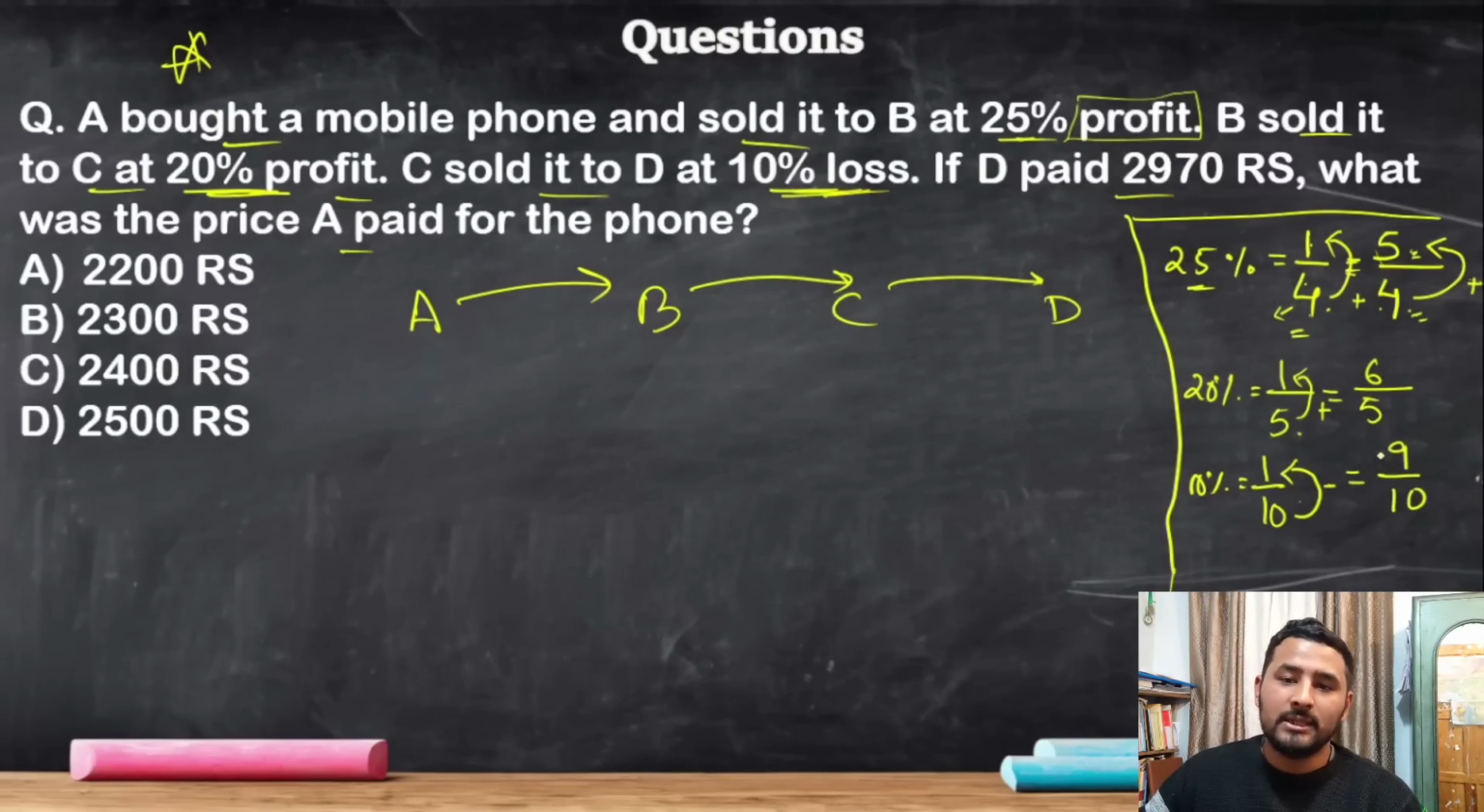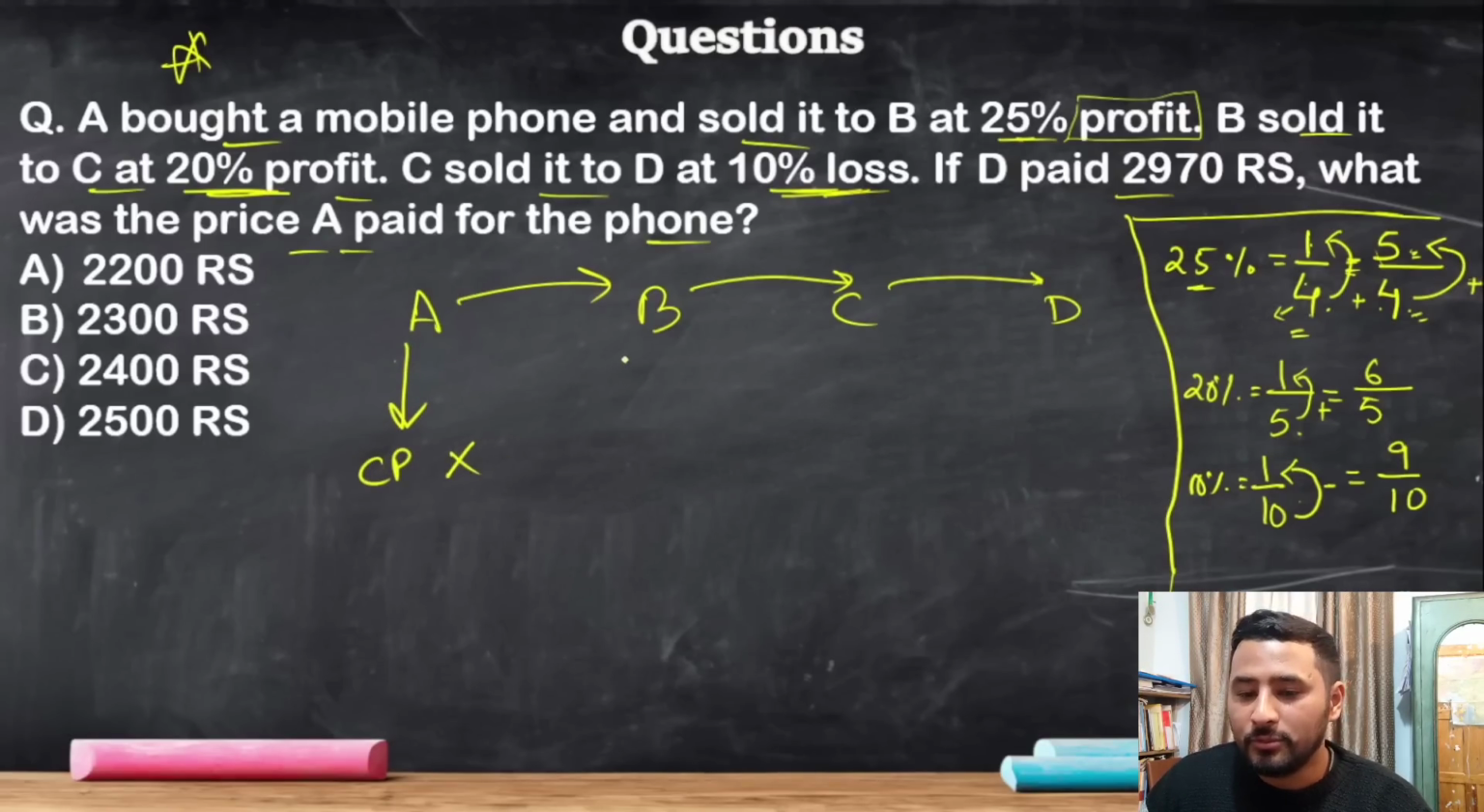I hope this is clear. There's no problem in this. So at last, what do we need to find? What was the price A paid for the phone? So obviously it will be the CP of A, right? So what you can do is, let us do it like this. We need to find the CP of A. A sold it to B at a profit of 5 by 4. Just put these values here now.